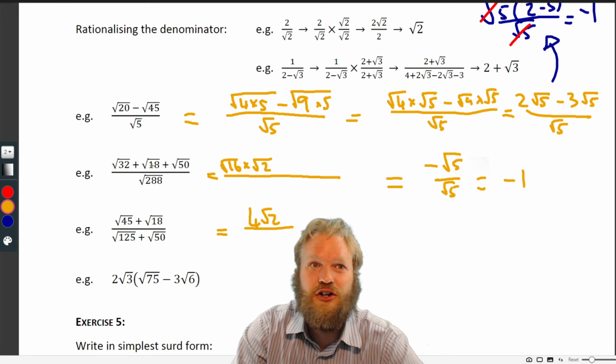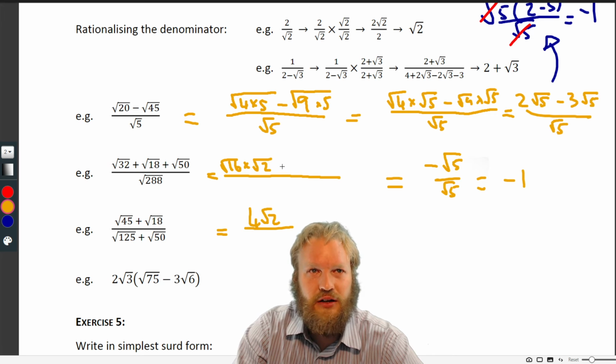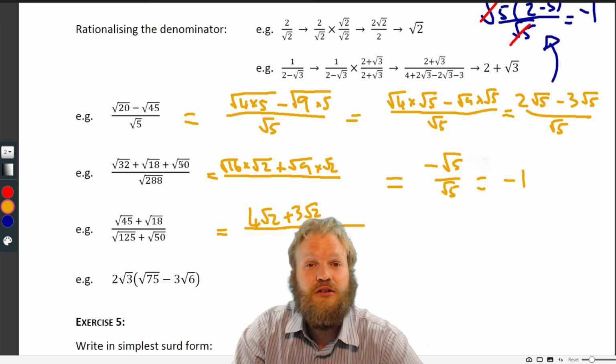Highest square number that goes into 18, 9. So therefore, what does square root 18 simplify to? Well, square root 9 times square root 2, plus square root 9 times square root 2. Square root of 9 is 3, so we've got 3 square root 2. What's the highest perfect square that goes into 50? 25. Square root of 25.